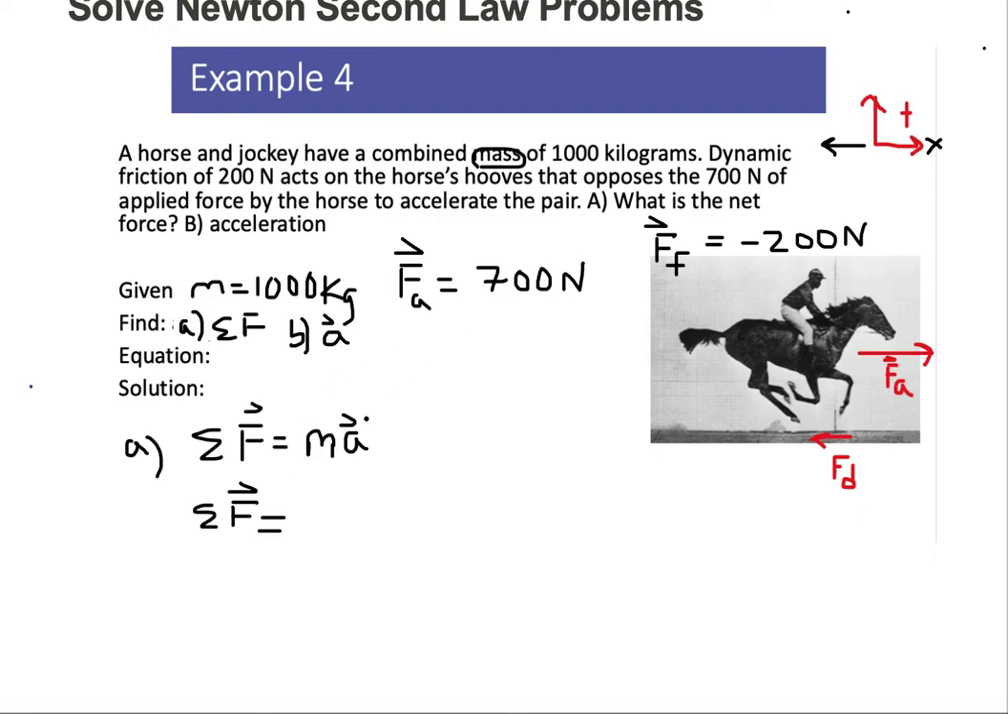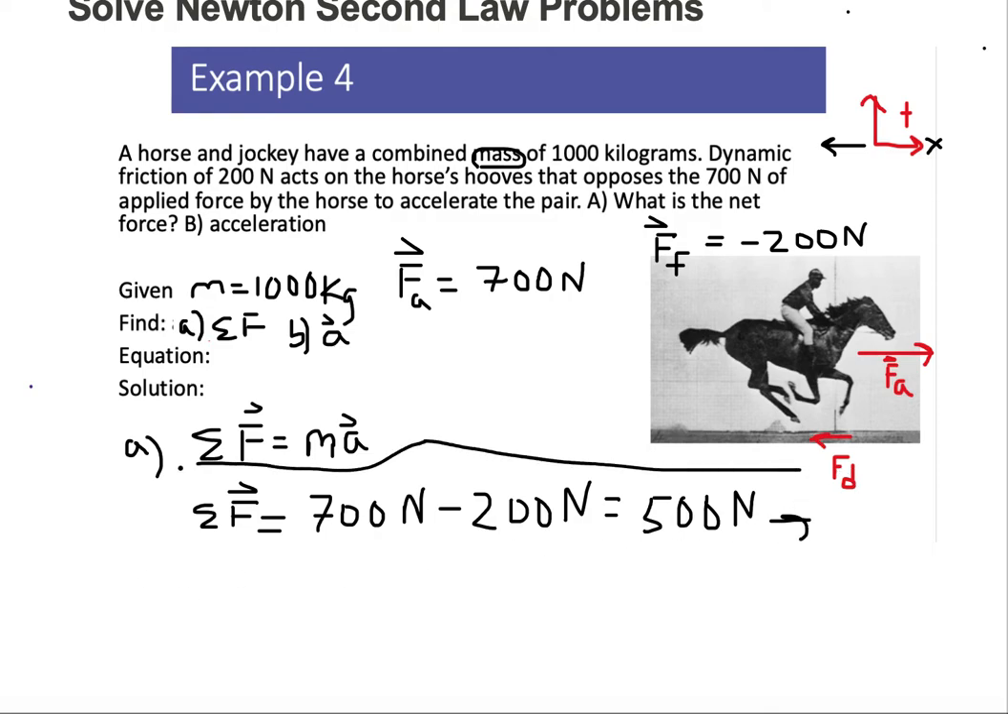So we have F applied going to the right, so it's 700 newtons. And then we're subtracting, because we have a negative, 200 newtons. And then we just solve. 700 minus 200 is just 500 newtons. And that's still going to the right, because it's a positive value, and I declared right to be positive. So that's my answer. That's my net force.